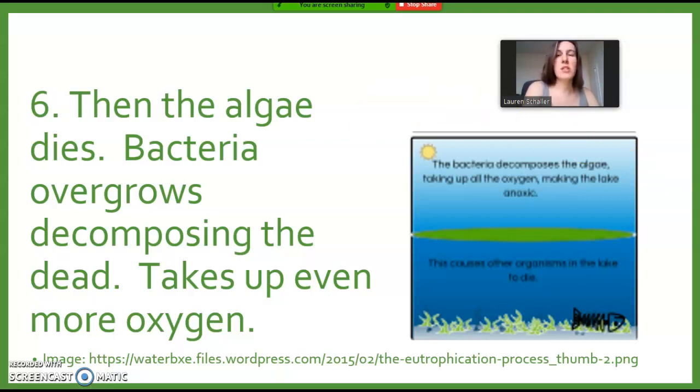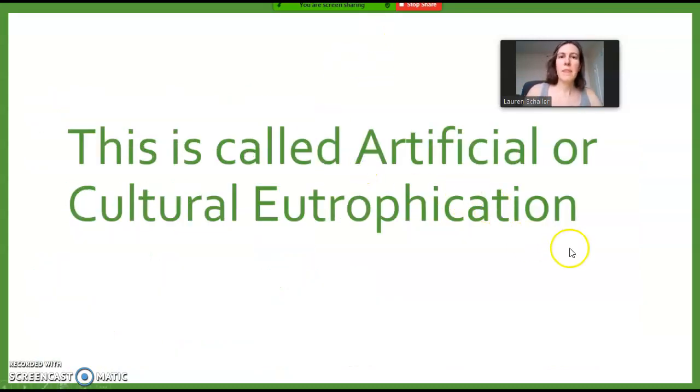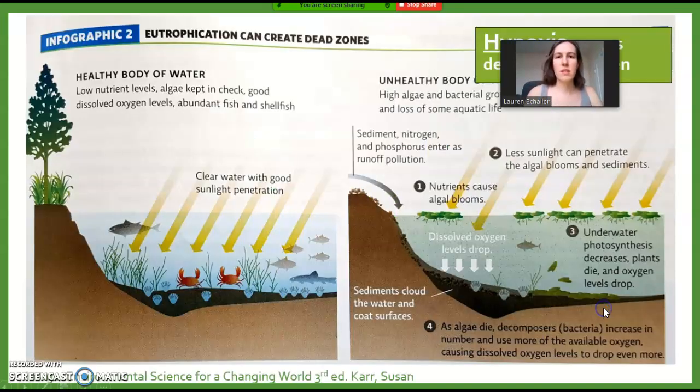Now, when you have all that death in the water, you have lots of bacteria that decomposes all those dead things. And that uses up even more oxygen. And not only that, but now you have tons and tons of bacteria in the water. And then it just becomes this gigantic dead zone. This whole process is called eutrophication, and when it's caused by humans, such as in our example, it's called artificial or cultural eutrophication. Either word is used interchangeably.